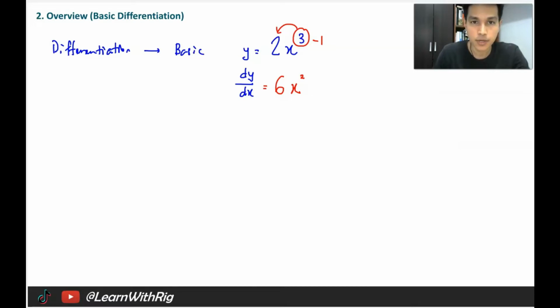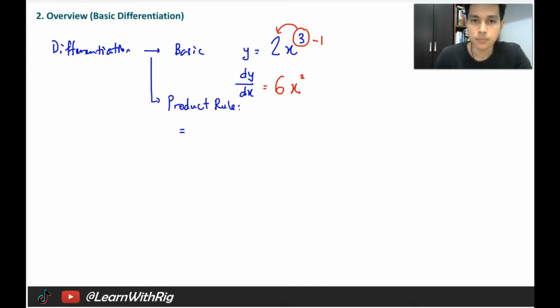The second way is the product rule. What does product rule mean? So there is a formula for this product rule right here.